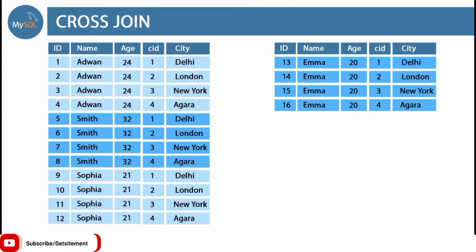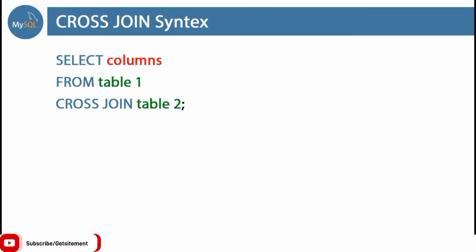It's not a very important join that we can use in our project. Basically we use inner join, left join and right join. So let's see the syntax. First you need to type the select command and then you need to provide columns. Otherwise you can use the star sign. Then from table 1, and then we need to type cross join and provide our other table, table 2. And if we execute this command, it's going to return the combined result of 2 tables. So let's see how we can use it practically.